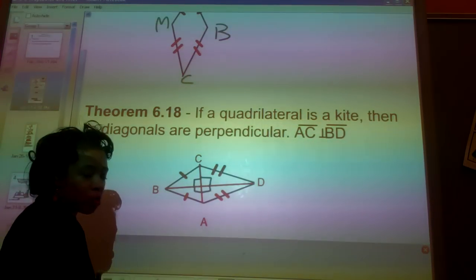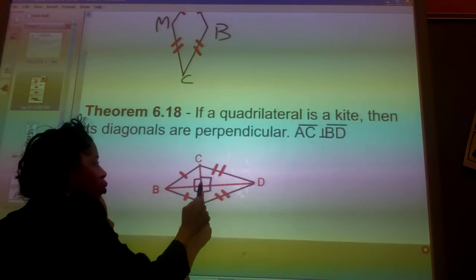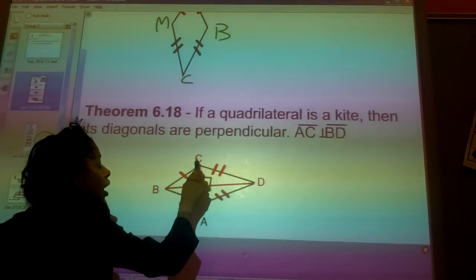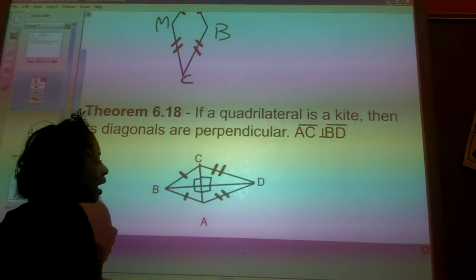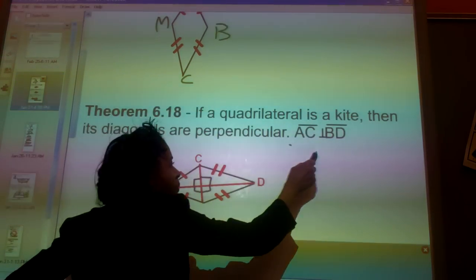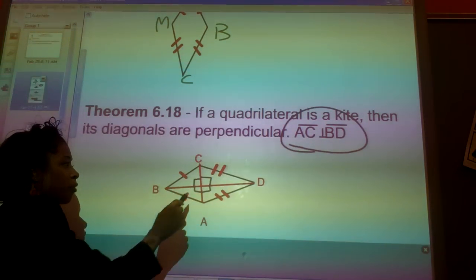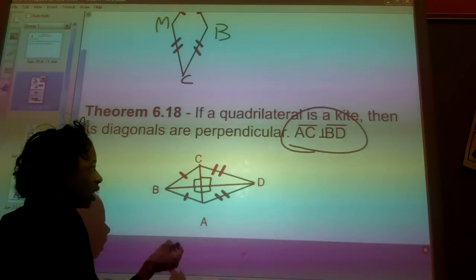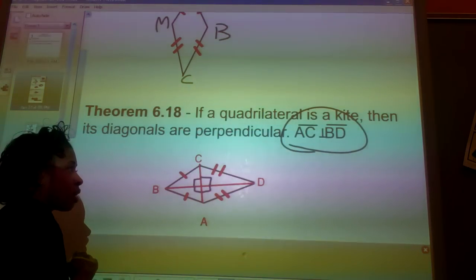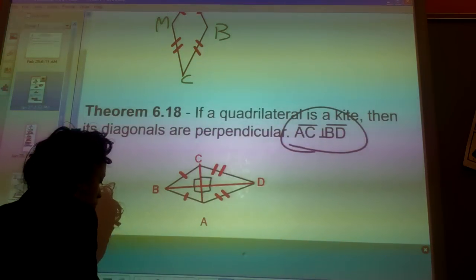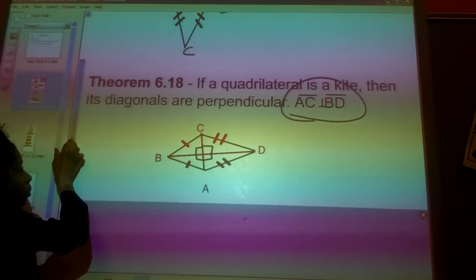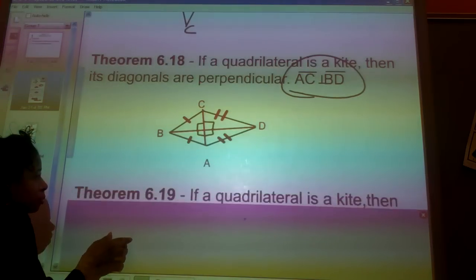That's what's special about a kite. The diagonals BD and AC will be perpendicular to one another, therefore forming 4 right angles. Again, the 2 diagonals, BD and AC, are perpendicular, therefore their interior will form 90-degree angles. Okay, you have to remember what diagonals are and what perpendicular means.